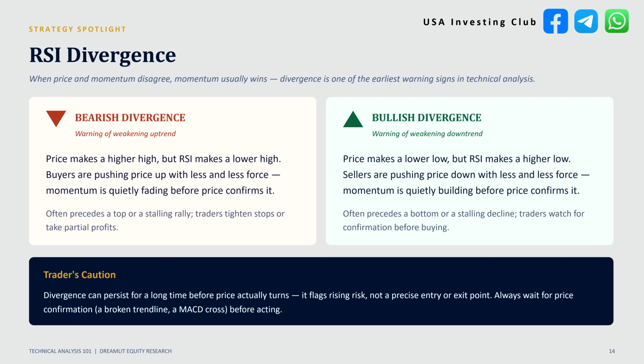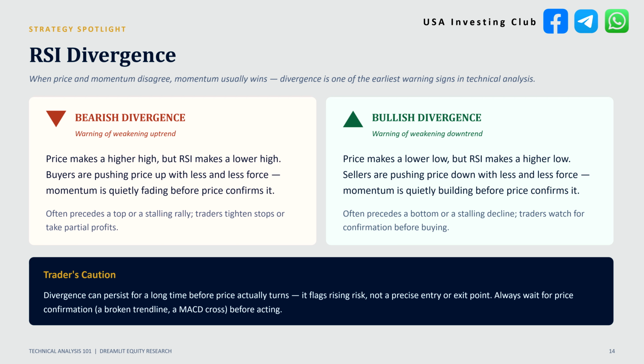This pattern often precedes a top or a stalling rally, and it's exactly the kind of signal that prompts disciplined traders to tighten stops or take partial profits, without necessarily exiting outright. Bullish divergence is the mirror image, warning of a weakening downtrend. Price makes a lower low, but RSI makes a higher low. Sellers are pushing price down with less and less conviction, meaning momentum is quietly building beneath the surface before price confirms a bottom. It often precedes a stalling decline, and traders typically watch for confirmation before committing to a long position.